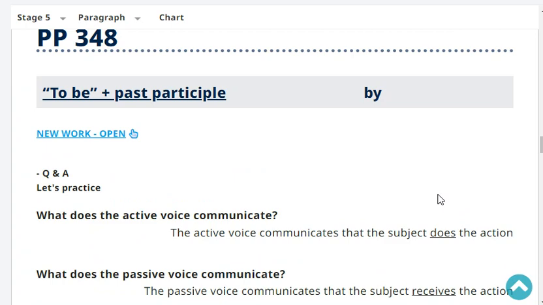What does the active voice communicate? The active voice communicates that the subject does the action. Very good. What does the passive voice communicate? The passive voice communicates that the subject receives the action. Very good.